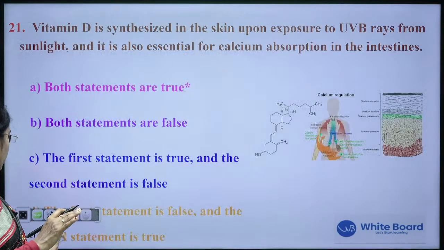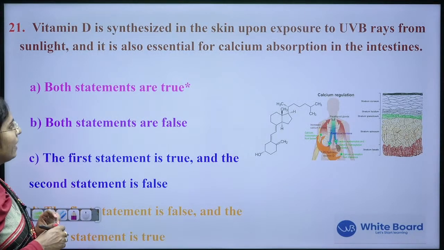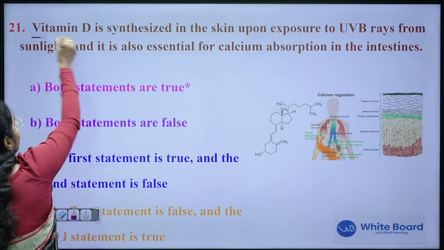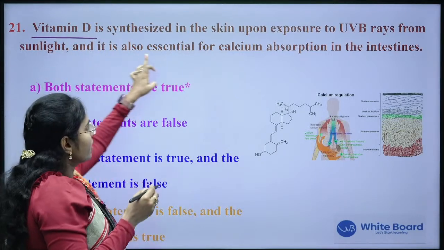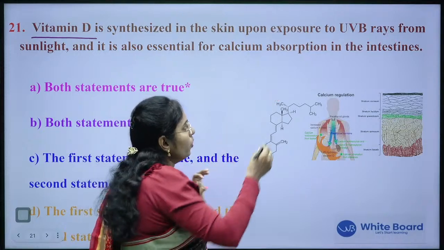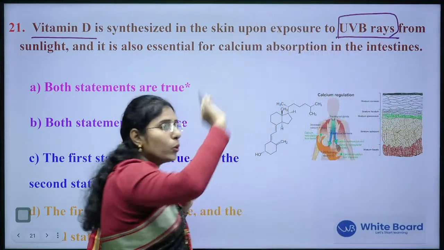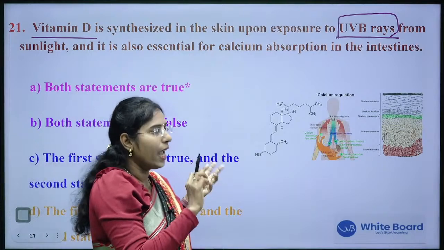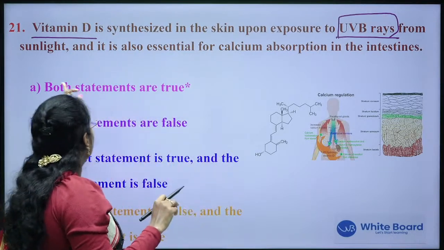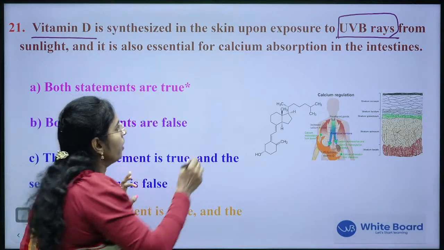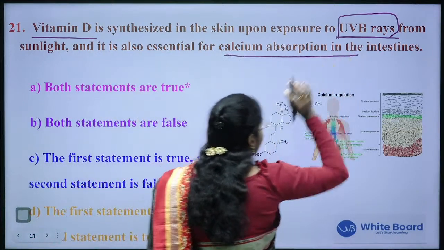Coming to the next question. Vitamin D is synthesized, just now we have seen, right? It is synthesized in the skin upon exposure to UVB rays, ultraviolet B rays. Generally 2 types of rays will be there, ultraviolet A and ultraviolet B rays from sunlight, and it is also essential for calcium absorption in the intestine.